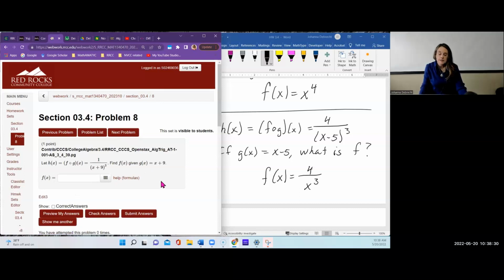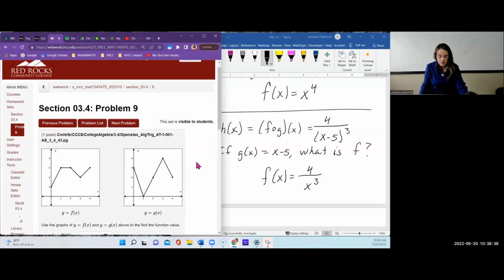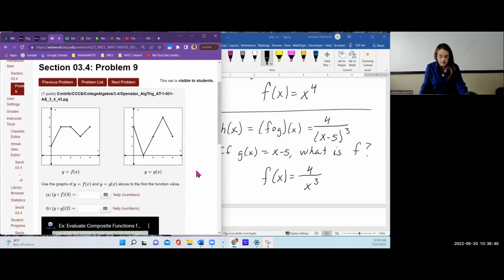The next problem is very similar, so I'm going to leave it to you to figure this one out on your own at home. Problem number 9 is a little bit different. In problem number 9, we're asked to look at a graph and to figure out what a composed function is at a particular value.